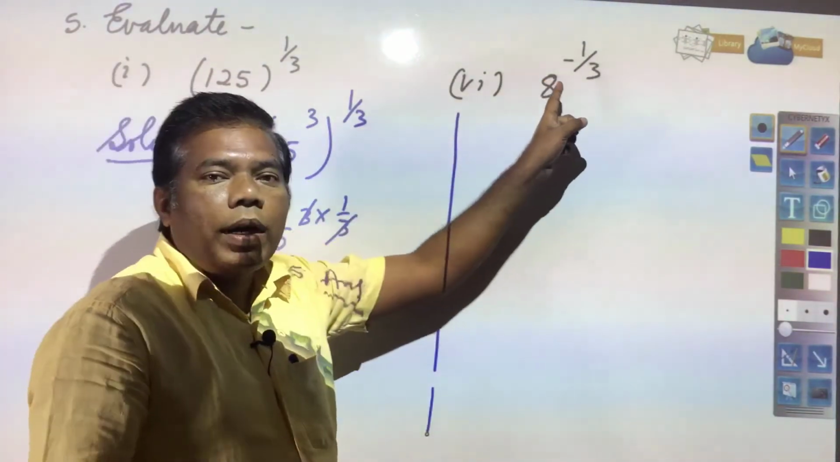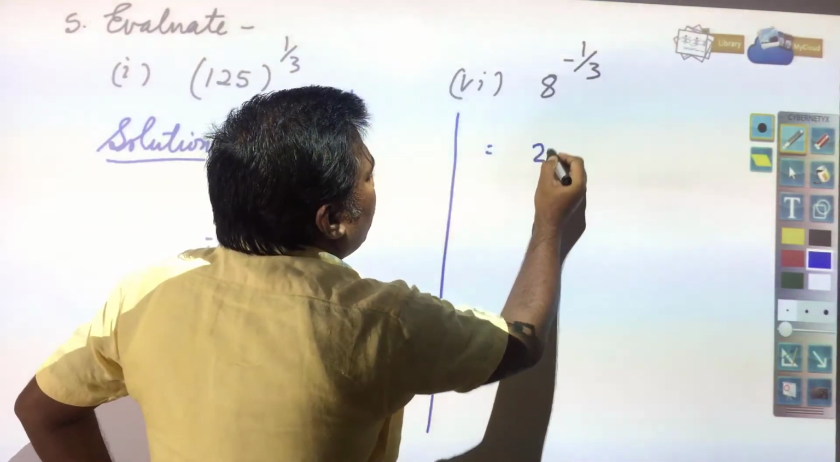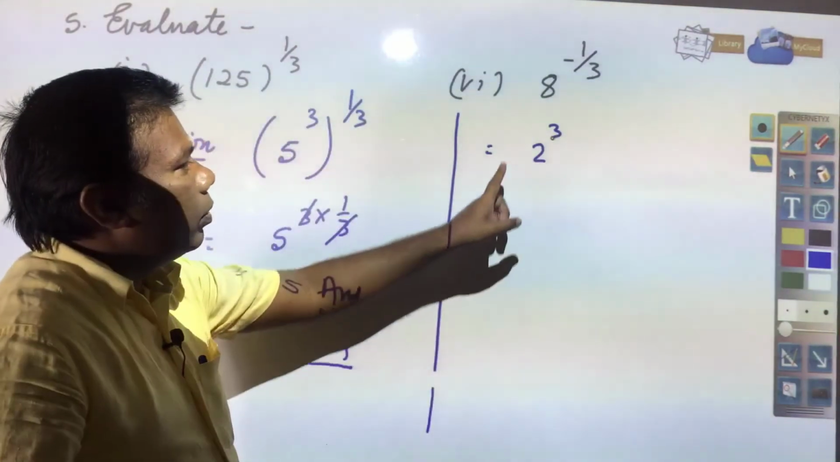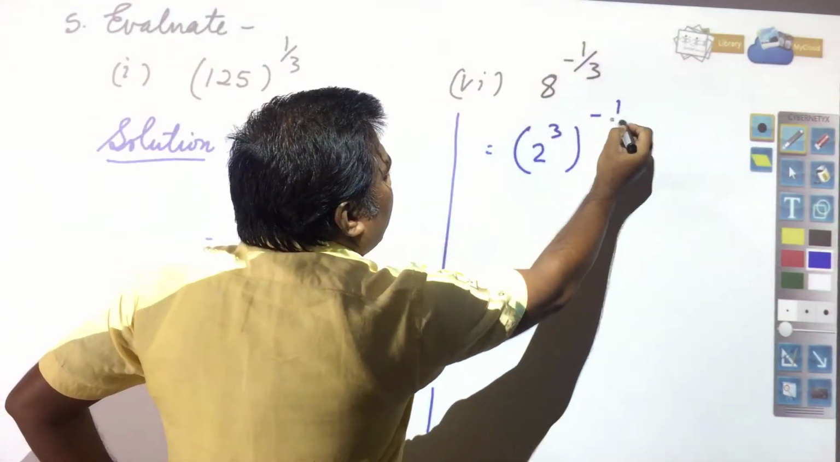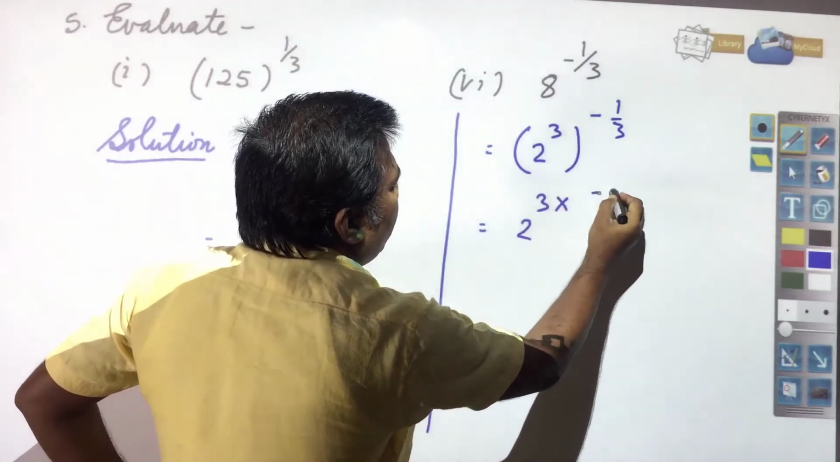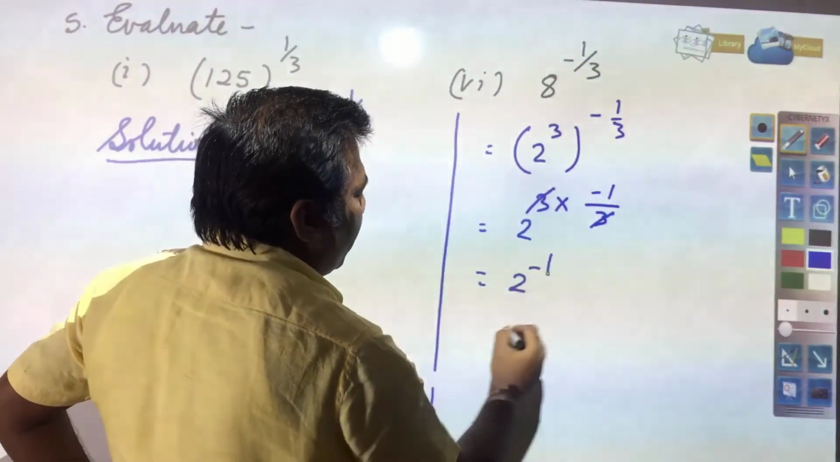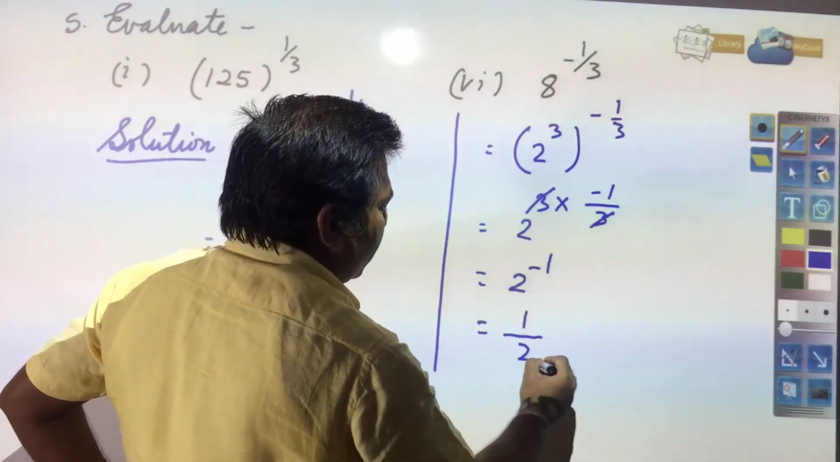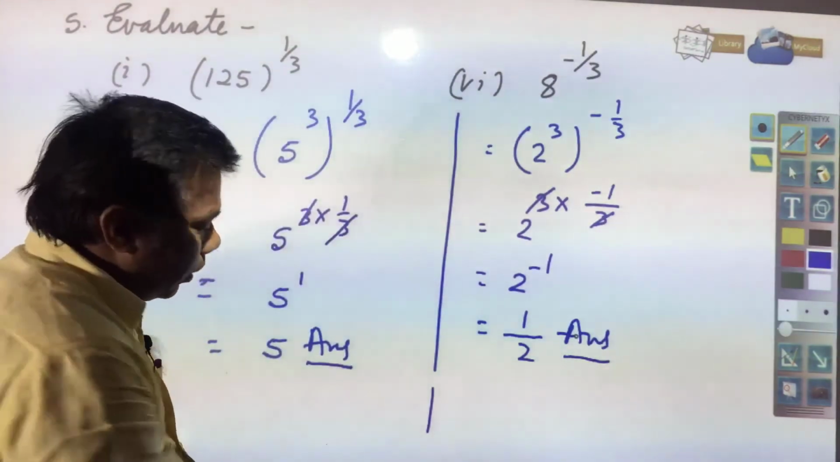Next you see, 8 to the power minus 1 by 3 you have. So, it can be written as 2 to the power 3, to the power minus 1 by 3, and this will be 2 to the power 3 into minus 1 by 3. 3 and 3 will be cancelled, 2 to the power minus 1, it means inverse of 2, and this will be your answer.